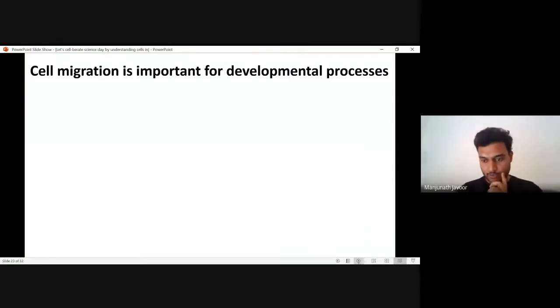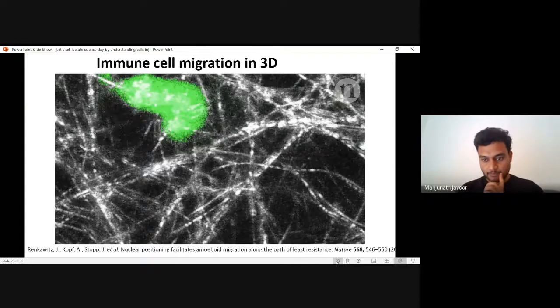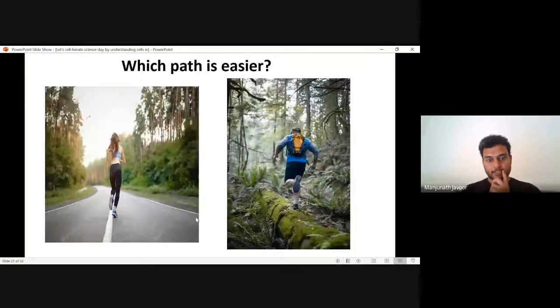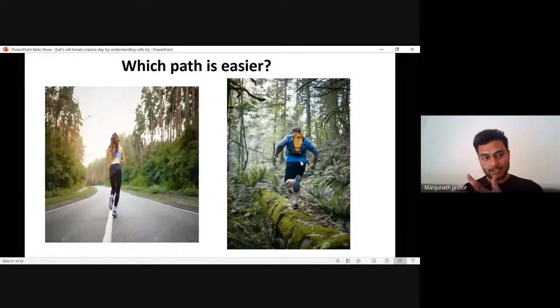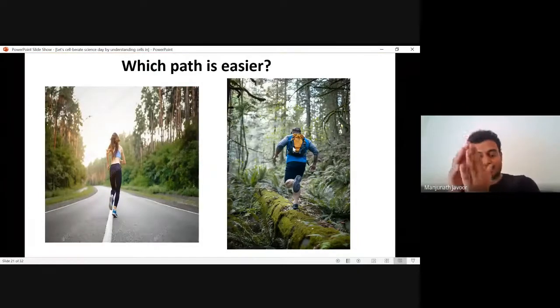So I showed you these images, right? If you have a proper path or a road, you can run straight. You can take a car and then go straight. Can you take a car here or run straight here? No, because the surrounding here is so weird. You don't have a proper path, so you have to find your own path. Wherever there is a space, you have to squeeze in there and then move.